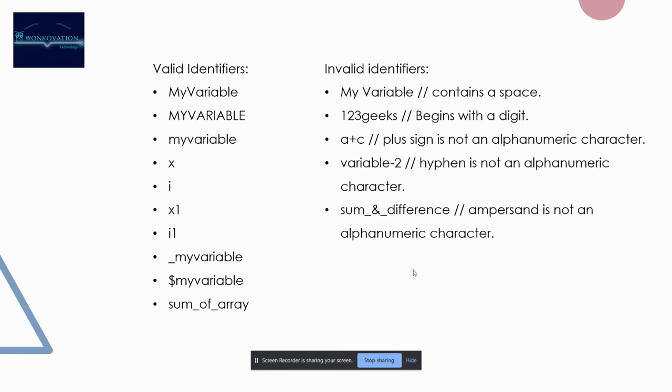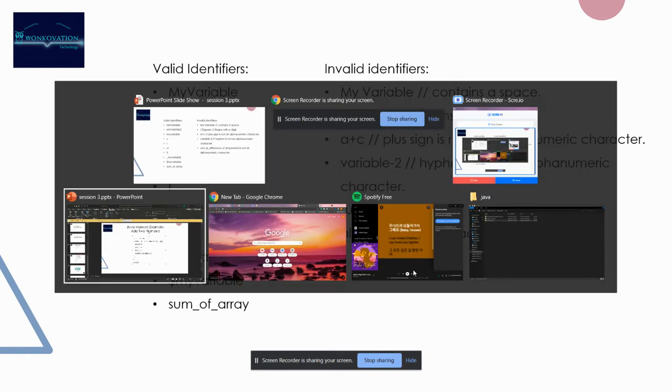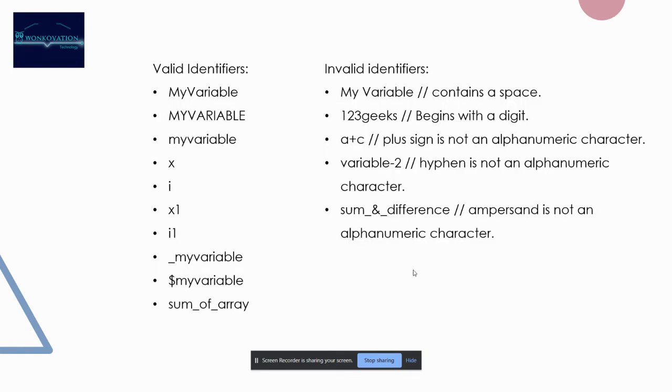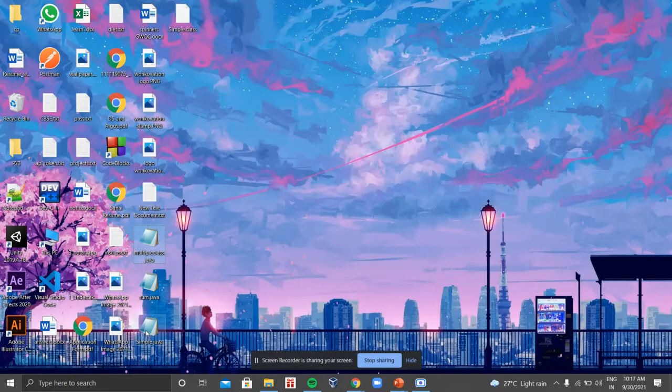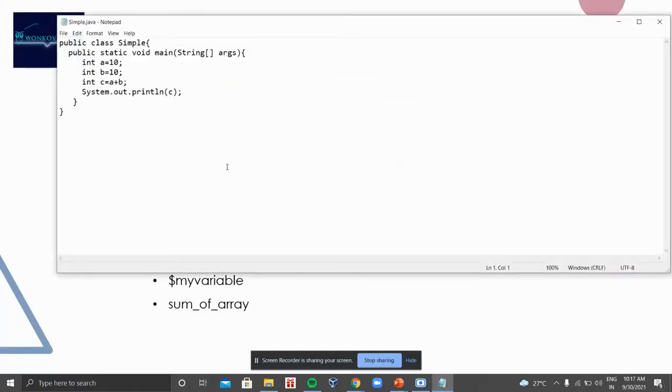Now, we can see what happens when we use an invalid identifier. Let's open a notepad file. Okay, Simple.java. Here we can see that these three are the variables a, b and c. a stores the value 10, b stores the value 10, and c stores the sum of a plus b. This is the type that defines that a is an integer. So now we can start b with a number, to make it an invalid identifier.